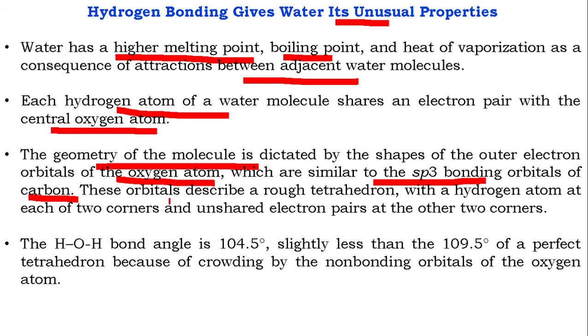These orbitals describe a rough tetrahedron with the oxygen atom at the center and the two unshared electron pairs at two corners. I told you that the HOH bond angle is around 105 degrees. Actually, it is 104.5 degrees. It is slightly less than the 109.5 of a perfect tetrahedron. Why? Because of the crowding by the non-bonding orbitals of the oxygen atom. So make a note of this bond angle.